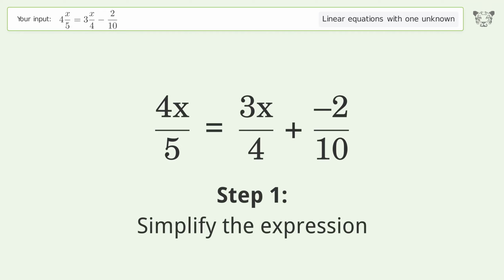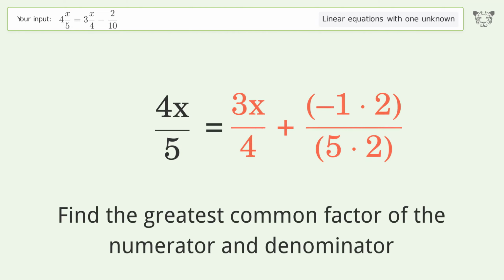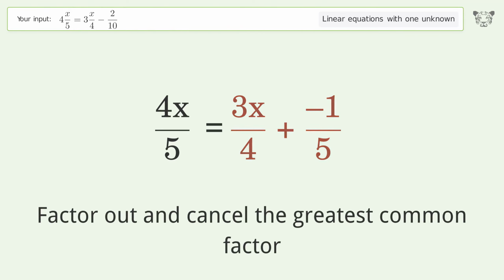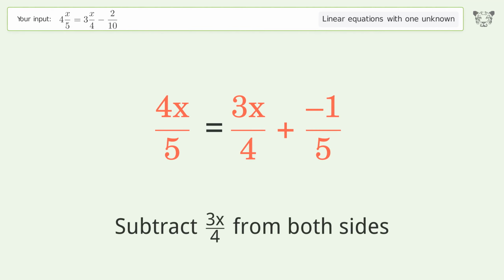Simplify the expression. Find the greatest common factor of the numerator and denominator. Factor out and cancel the greatest common factor. Group all y terms on the left side of the equation. Subtract 3x/4 from both sides.